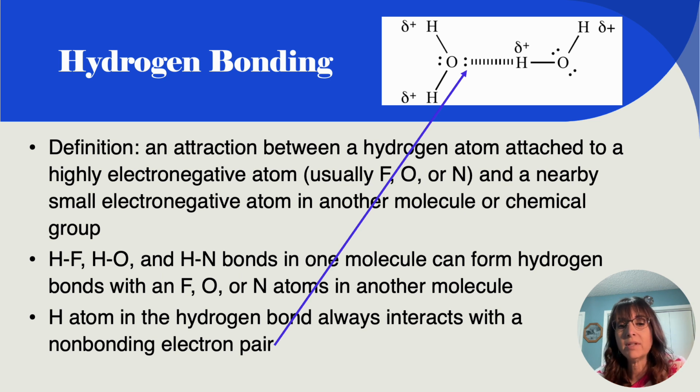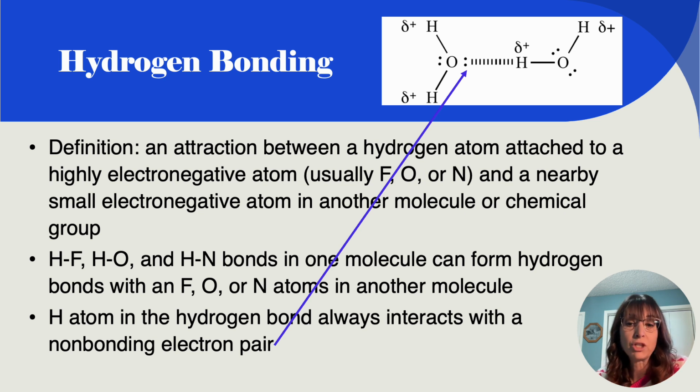And the H atom is always bonded to a non-bonding electron pair. So take a look at that picture. On the right, you've got the H attached to the O. And notice it is forming a bond with that electron pair on that oxygen atom.